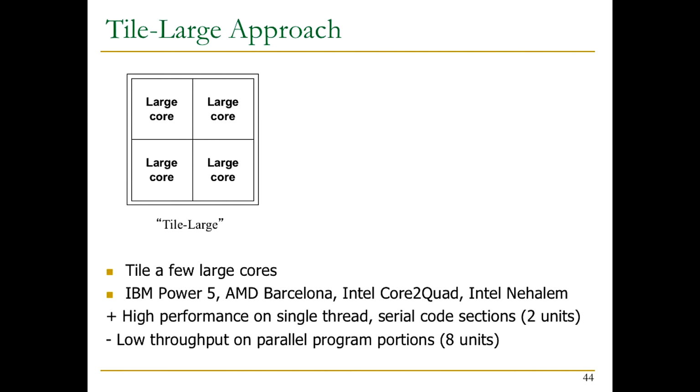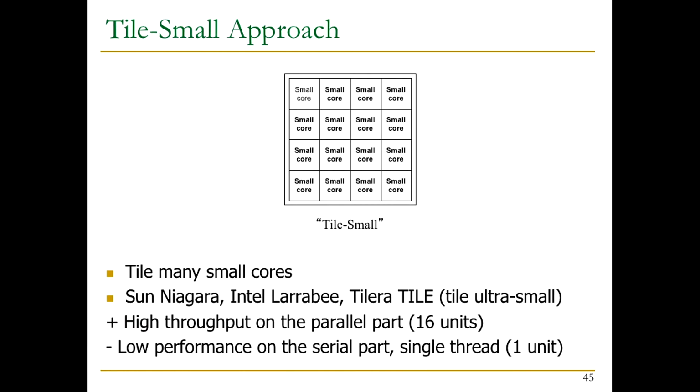You get high performance on the single thread, serial code sections. You get 2 units of performance because you can only run that single thread on a single large core, right? But you get low throughput on parallel program portions, right? You can have 2 units of performance in each large core. You get 8 units of performance, unless you do multi-threading in the large cores, which we're not going to talk about right now. Tile small approach, it has very high throughput on the parallel part, 16 units. But when you get to the serial part, your performance is only 1 unit, right? You can only run that serial part on the small core.